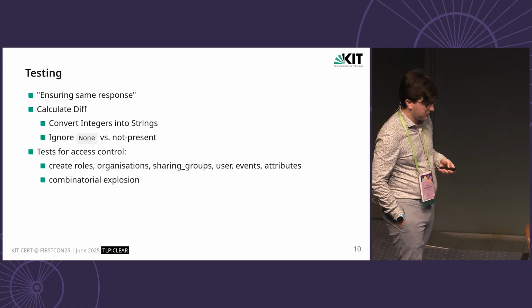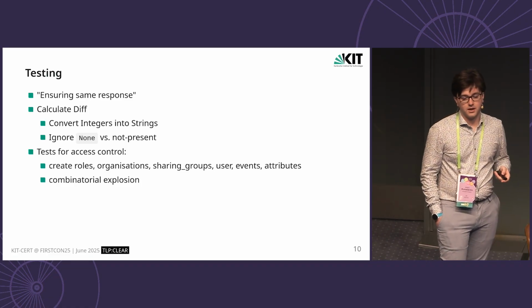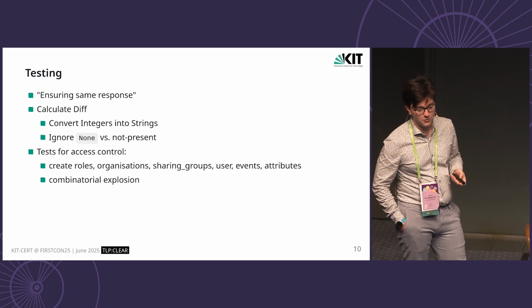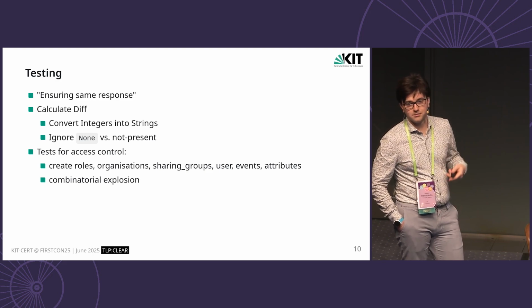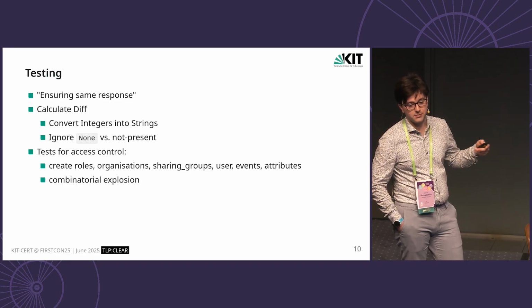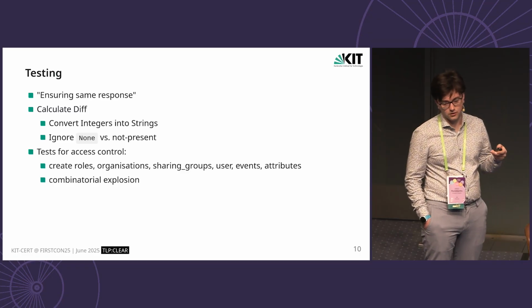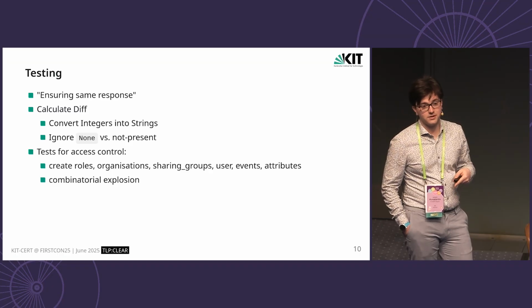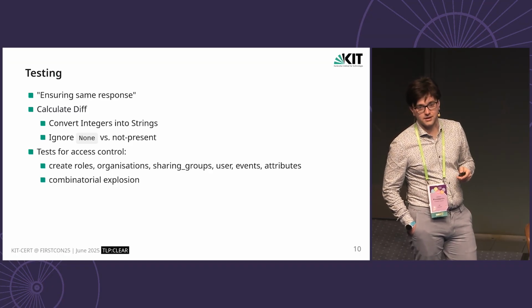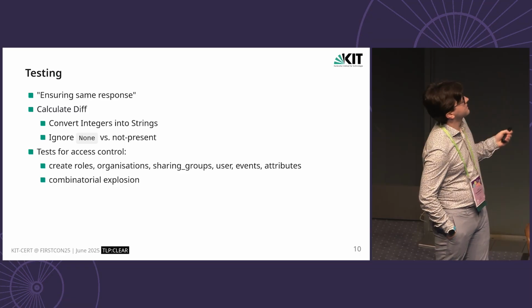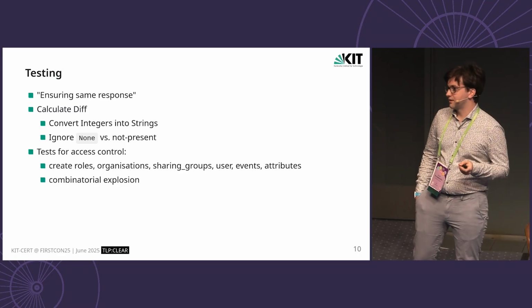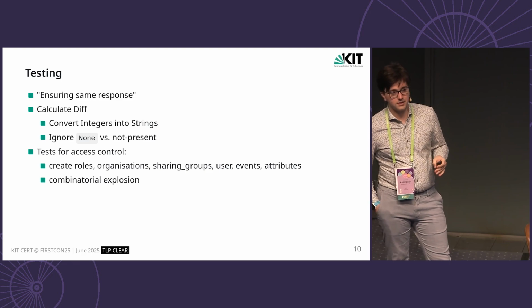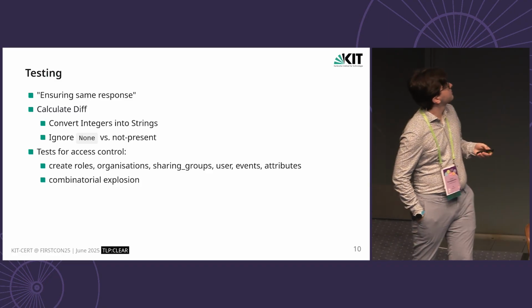And last semester we introduced the access system, and we had a combinatorial explosion there. So if you create, like, 3 organizations, for every possible combination of organizations, sharing groups, and for every distribution, events and attributes, you get like 1,000 test cases that you have to test, and we tested them all. So we can say that the access control, at least for the combinations that we tested, is equal to MISP now.